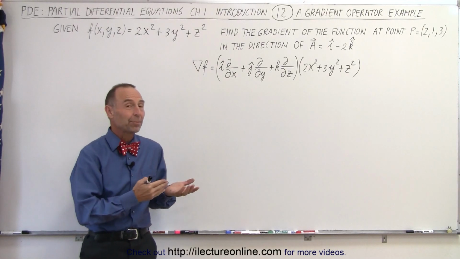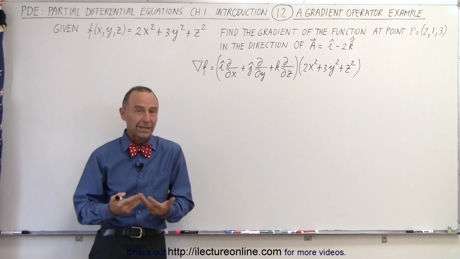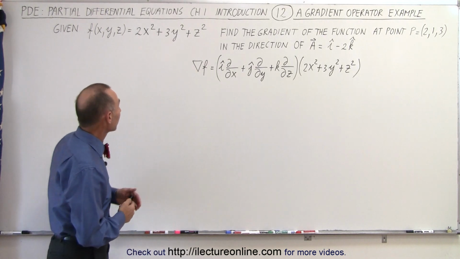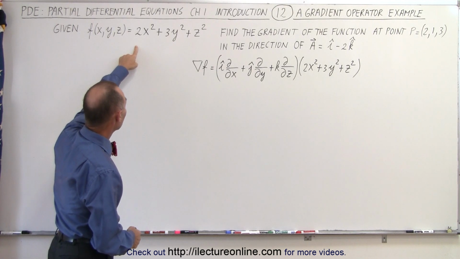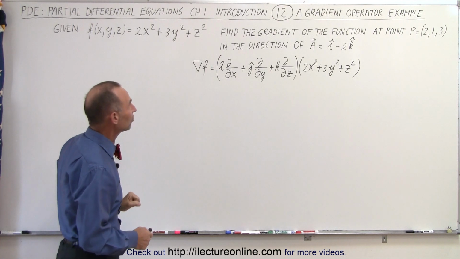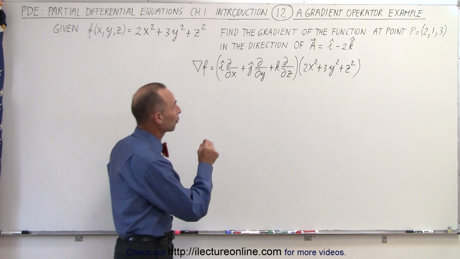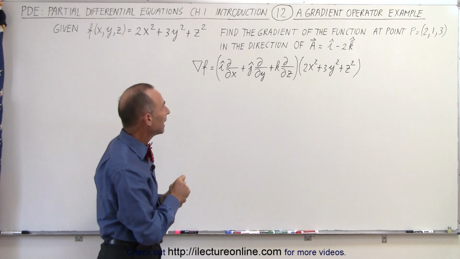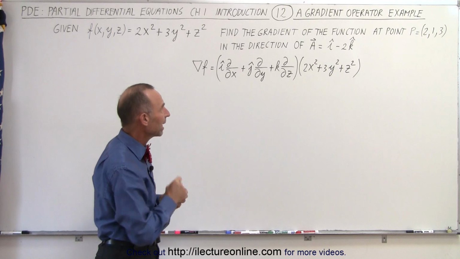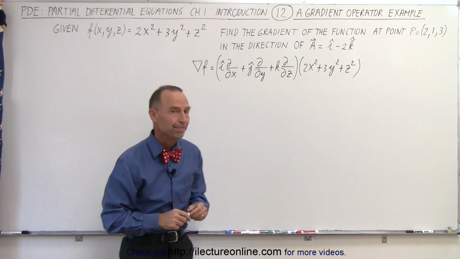Let's work out this example to get a better idea what the gradient of a function is. We're given a function in the three dimensions x, y, and z, 2x squared plus 3y squared plus z squared, and we're supposed to find the gradient of the function at that particular point, (2, 1, 3), in the direction of the vector a, which is i minus 2k.